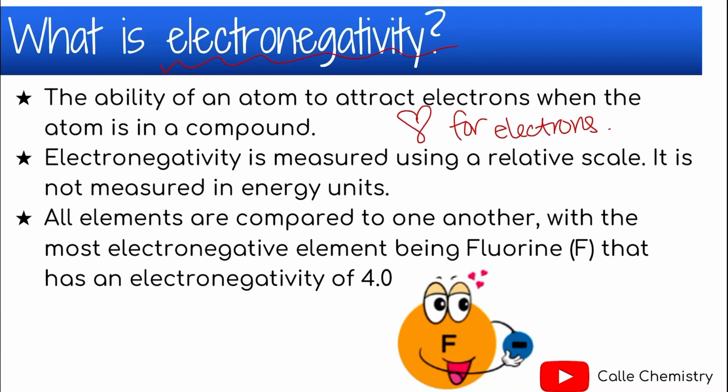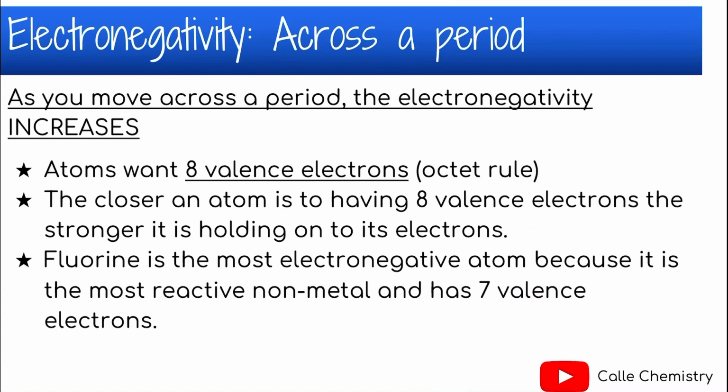What do we mean by a relative scale? All the elements on the periodic table are being compared to one another, and we have an element that is the most electronegative element. And that element is fluorine. Now, fluorine has an electronegativity of 4.0, the highest electronegativity value we have on the periodic table. As you move across a period, the electronegativity increases.